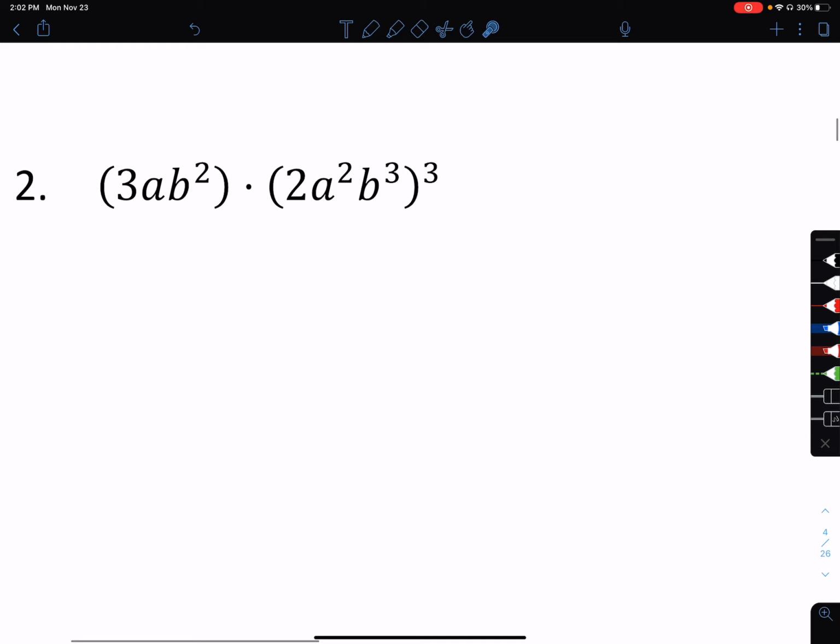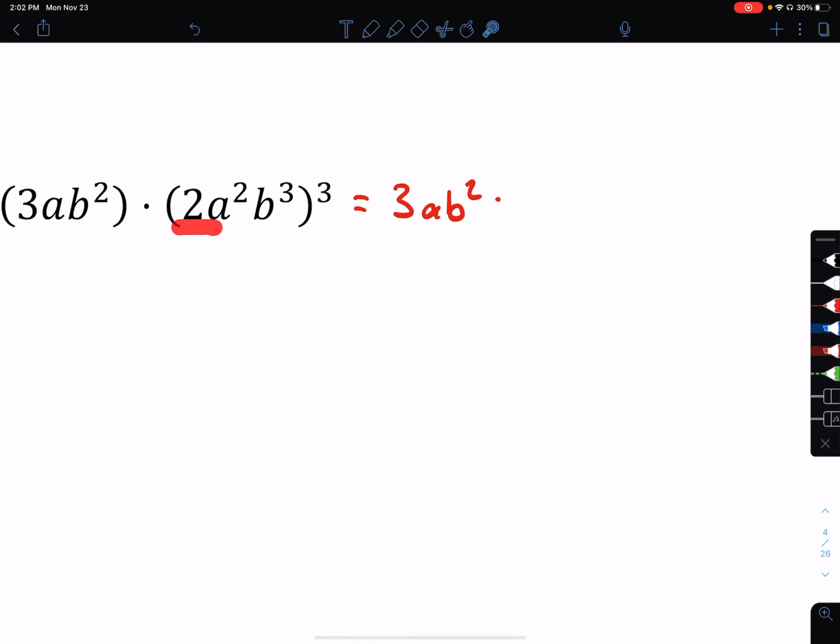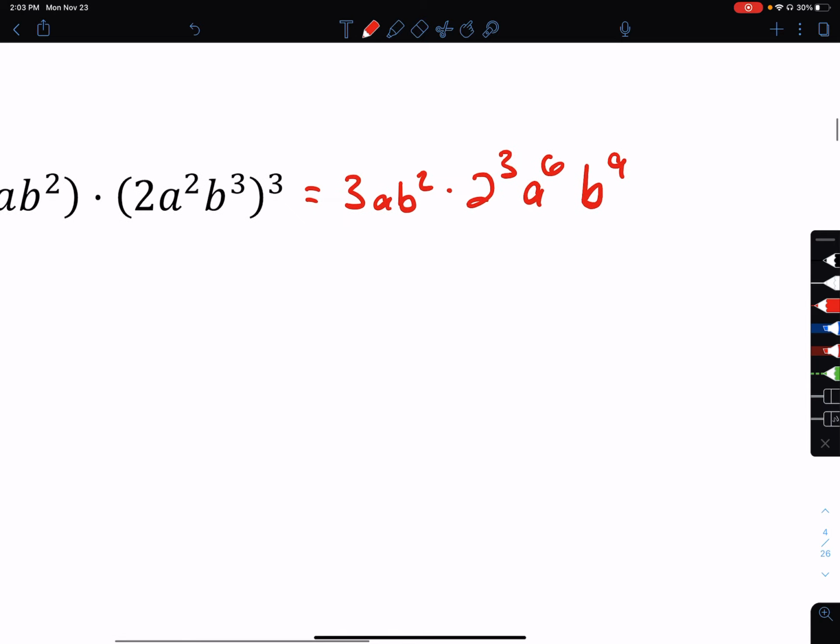This next one, there's not much we can do at this point. Let's get rid of these parentheses by using the power to a power property. So we're going to leave 3ab squared alone. This is going to be 2 to the first times 3, so that's going to be 2 to the third. Then we're going to have a, 2 times 3 is to the sixth. And then b, 3 times 3 is to the ninth. And then 2 to the third, well, that's 8.